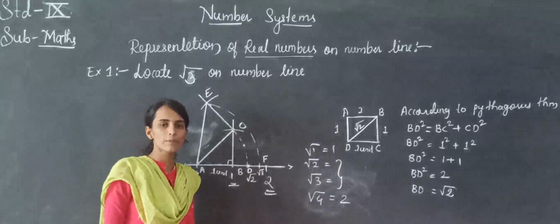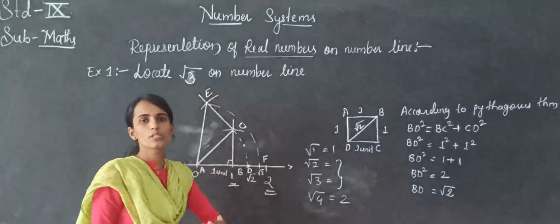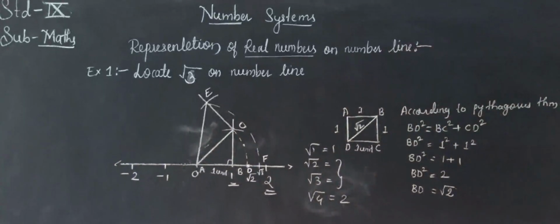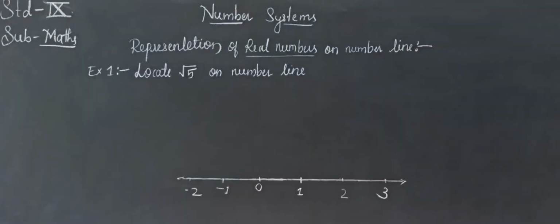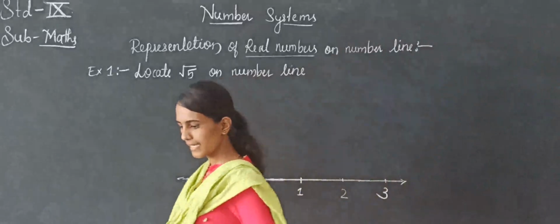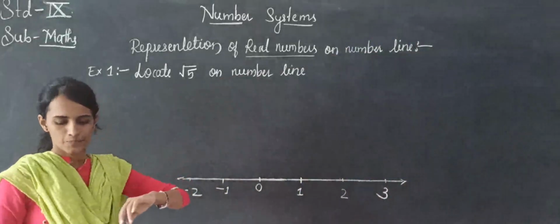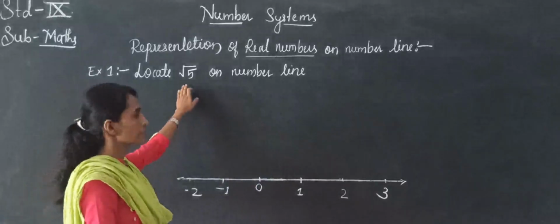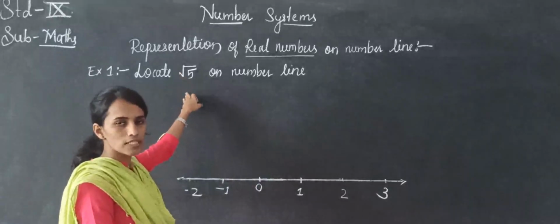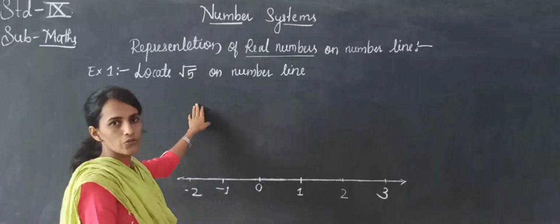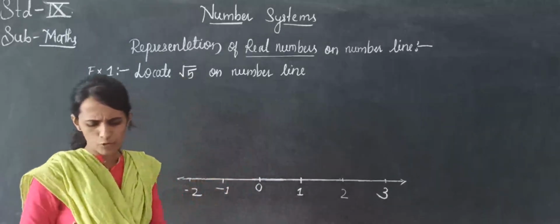Got it, students, how to represent root 2 and root 3 on the number line? I hope you understood. Okay, one more example: locate root 5 on the number line. Similarly, we saw root 2 and root 3, how to represent on the number line. Now we will go for root 5. The same steps we have to follow.